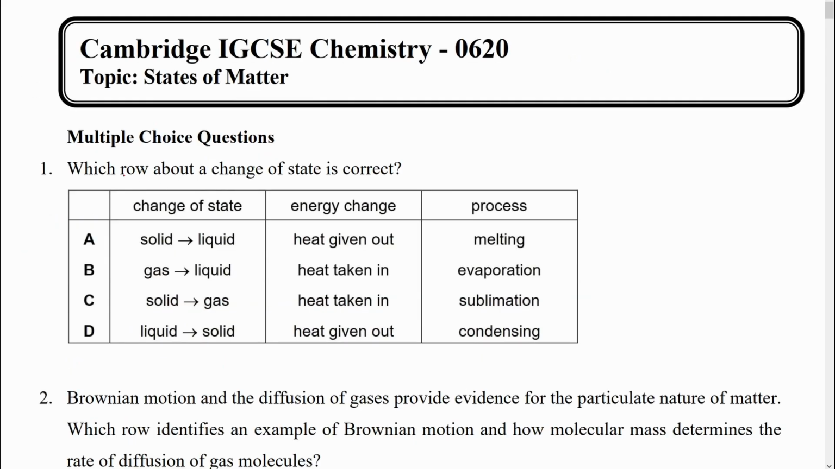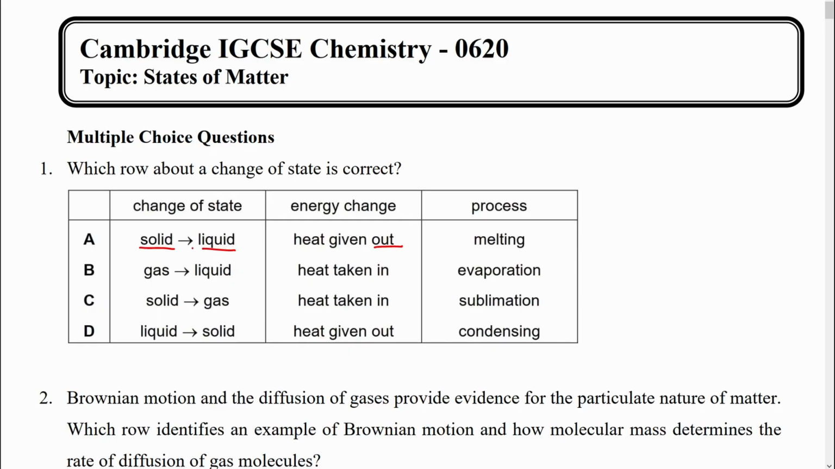Now let's see question 1. Which row about a change of state is correct? Option A here says the change of state from solid to liquid, and the energy change is heat given out. Do you think so? Just imagine the solid here like an ice cube. Then the liquid here is liquid water.